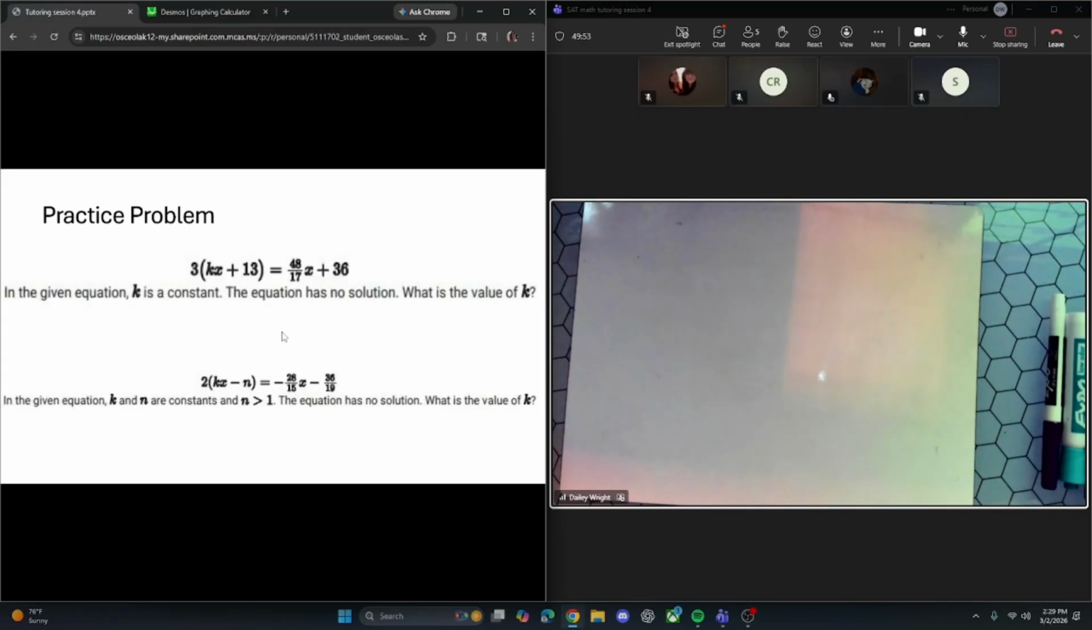In the given equation, k is a constant. The equation has no solution. What is the value of k? So the equation is 3 times (kx plus 13) equals 48 over 17x plus 36.